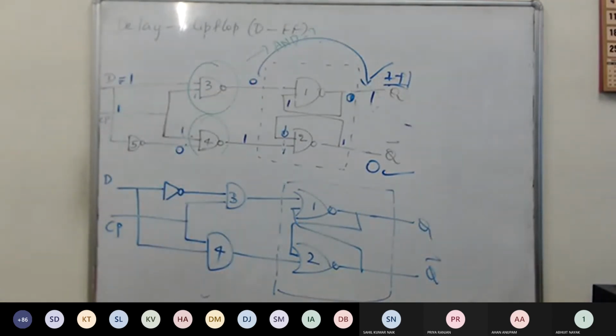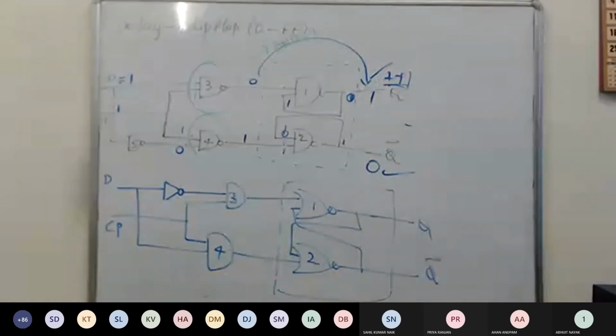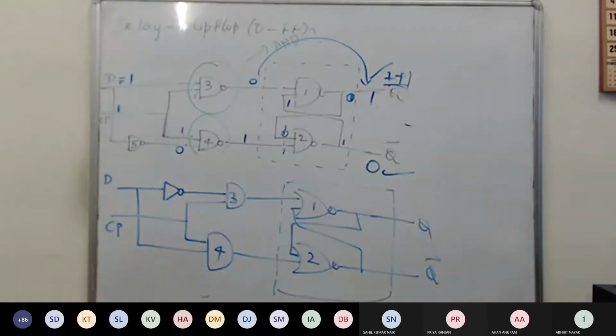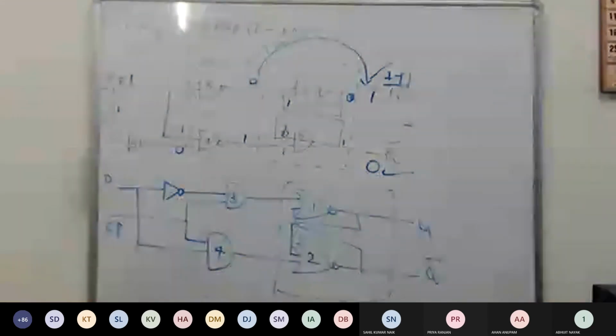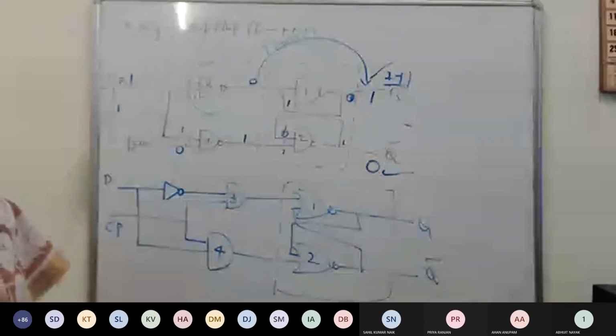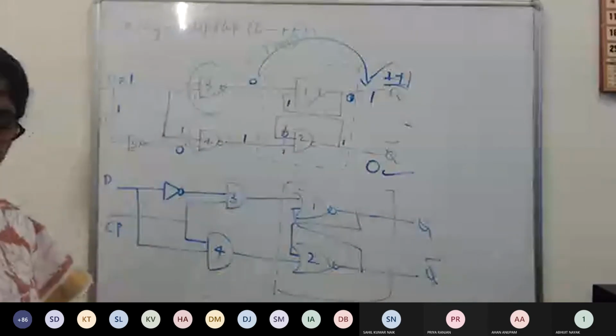Right. So now, what improvement did you find from SR to delay? At least we have avoided the indeterminate state. Is that correct? But at the cost that it became a single input. Instead of two inputs, S and R, we now have a single input circuit. So this is what the second proposition was: to delay the signal just to avoid the indeterminate state. But that didn't suffice.